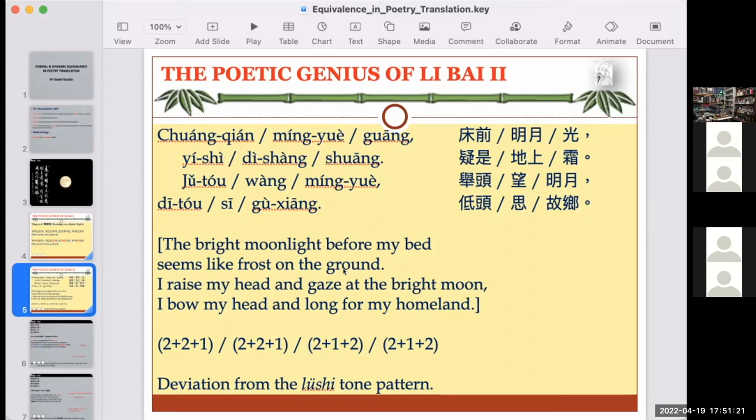But once he remembered his family and starts to long for his family, to go back, then there is tension here. That's why we can see and feel the rhythm has changed. From chuang qian ming yue guang, yi shi di shang shuang, ju tou, then wang, ju tou wang ming yue, di tou si gu xiang. Wang and si, they stand alone as verbs. They stand alone. They are different. The rhythm is different from the first and the second line.